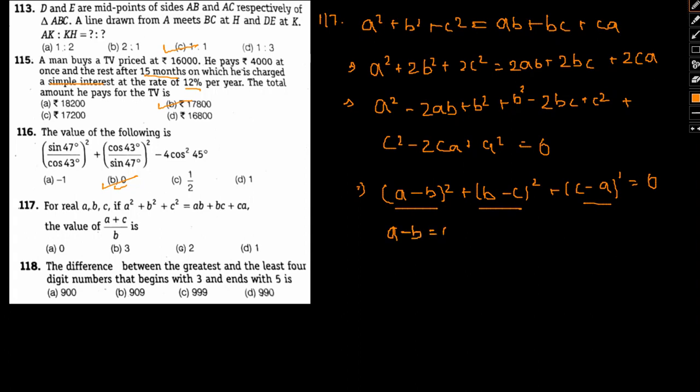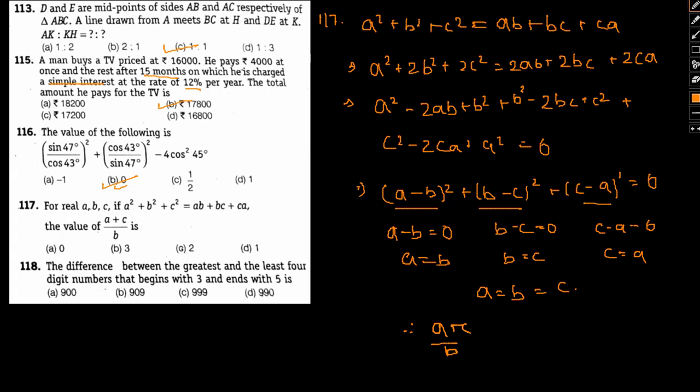Means a minus b equal to 0 and b minus c equal to 0 and c minus a equal to 0. That is, a will be equal to b, b will be equal to c and c will be equal to a. That is, a equal to b equal to c. Okay. So therefore, a plus c by b can be written as a plus a by a. That is 2. Okay, that is the answer. So I hope this is clear as well. Having said that, we'll move on to the very last question.